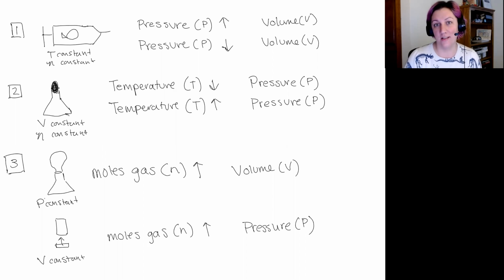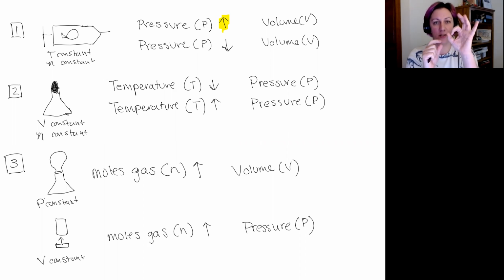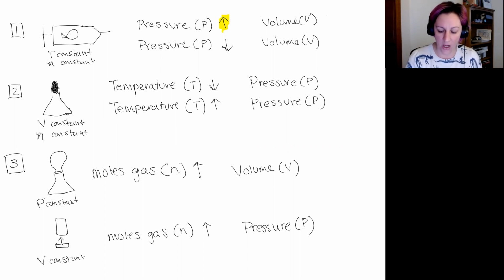Now that you've watched the demonstrations, let's talk about what we saw. So let's talk about the first one with the syringe and the balloon. We were able to see that as we increased the pressure inside the syringe by pressing the stopper with the syringe closed, the effect on the little balloon of gas is it got smaller. And so as pressure increased, we saw volume decrease for the gas.